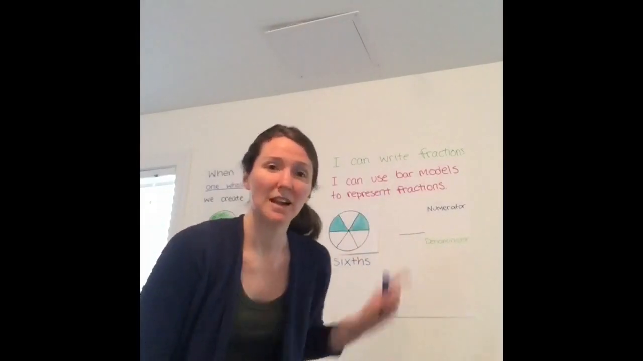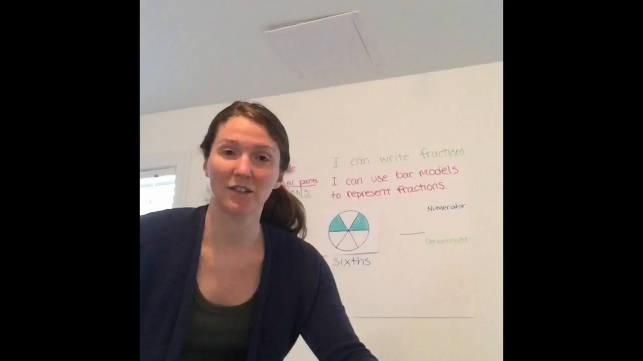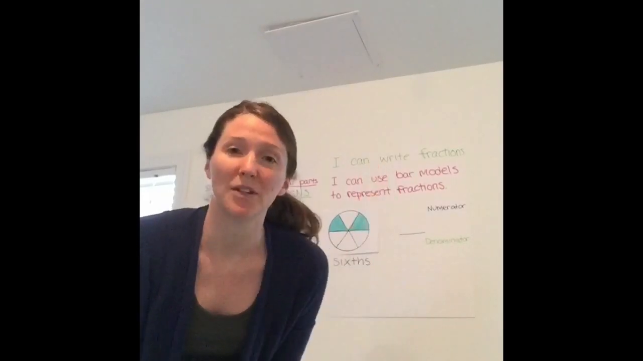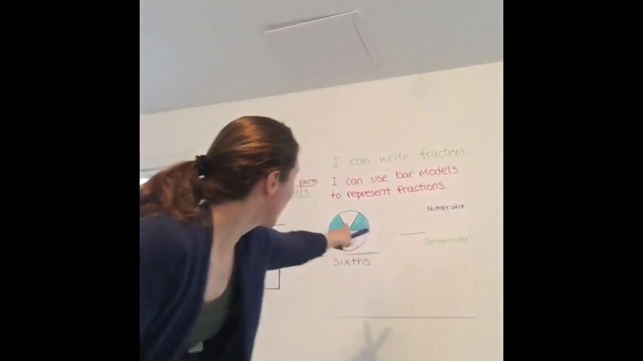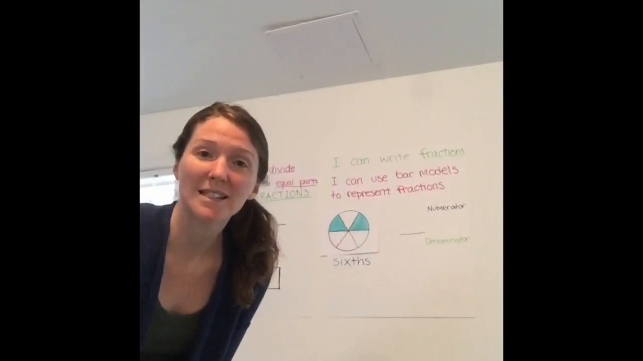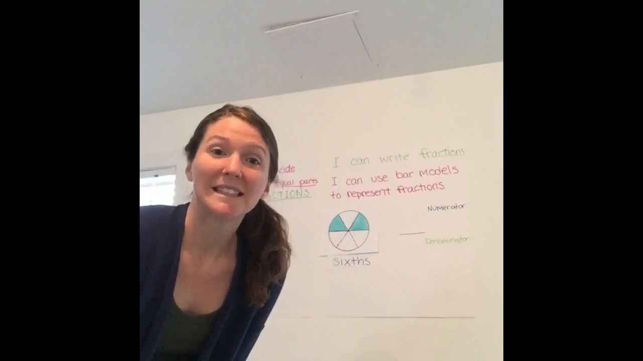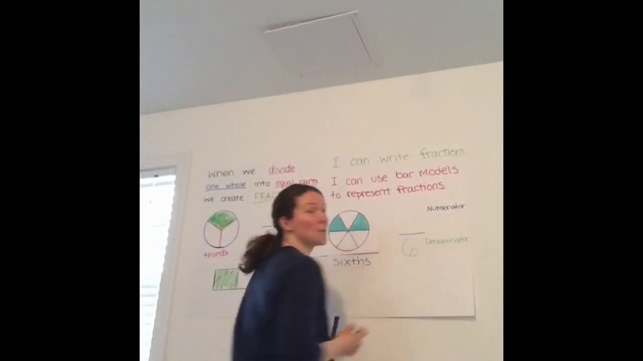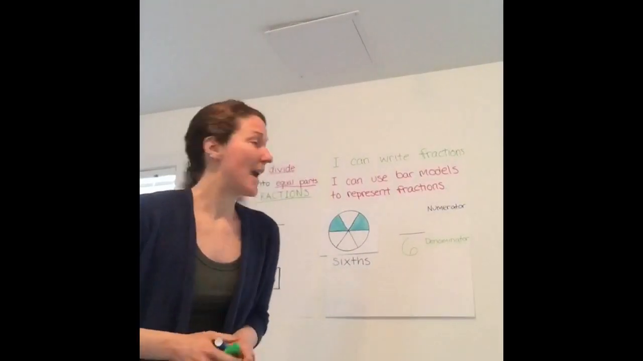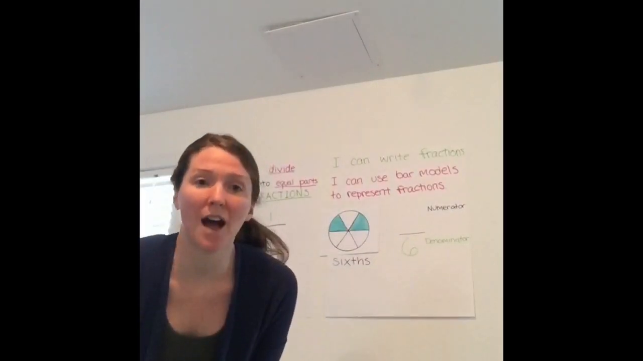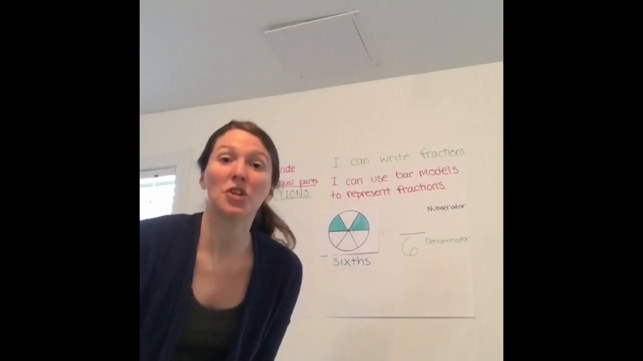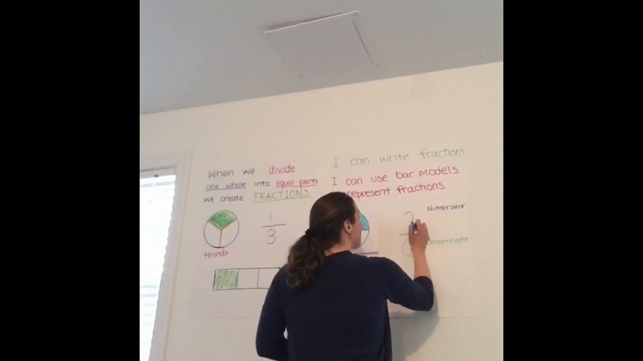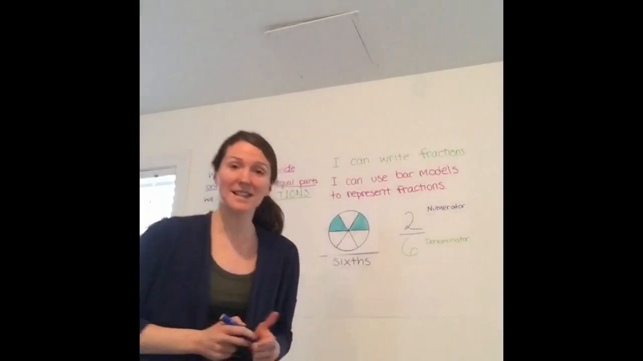I'm using green for my denominator because it's like the grass, it's down on the bottom, and I'm using blue for my numerator because it's like the sky, it's up on the top. All right, so this circle was divided into how many equal parts? 6 equal parts. So this circle was divided into sixths. Now, how many equal parts are colored in? 2. 2 parts are colored in. So we have 2 sixths.